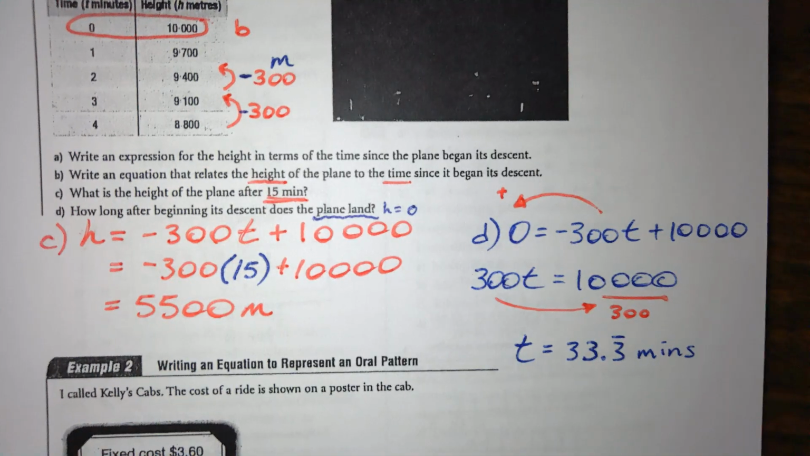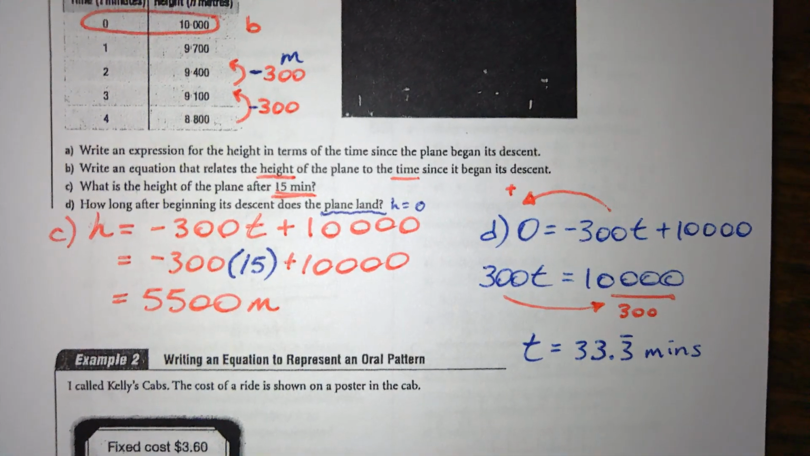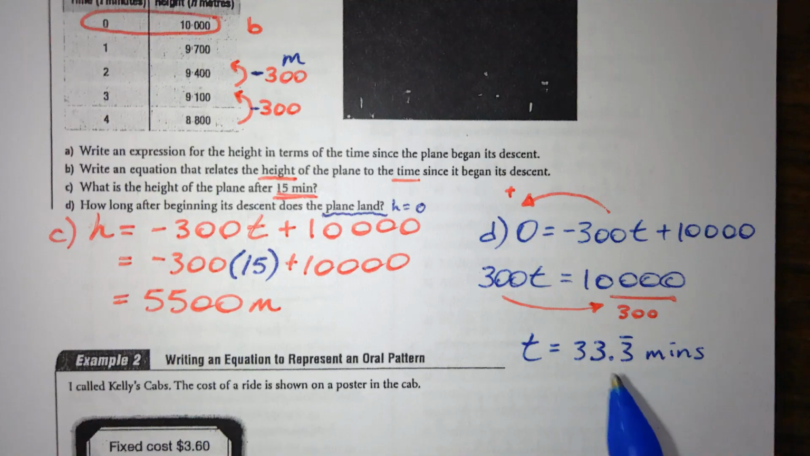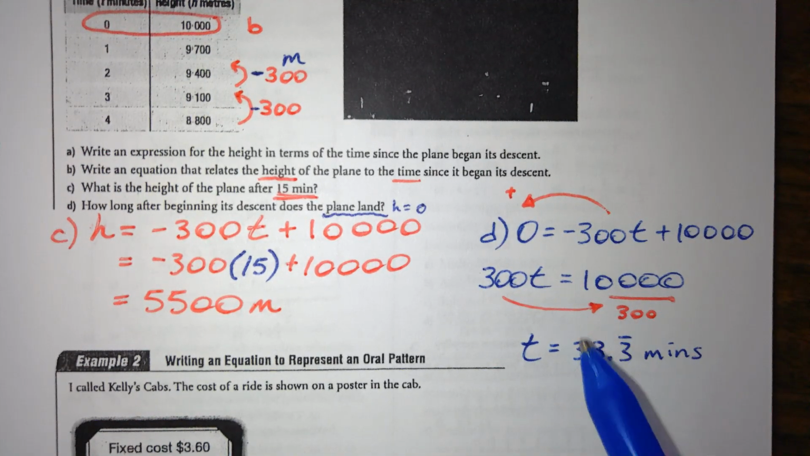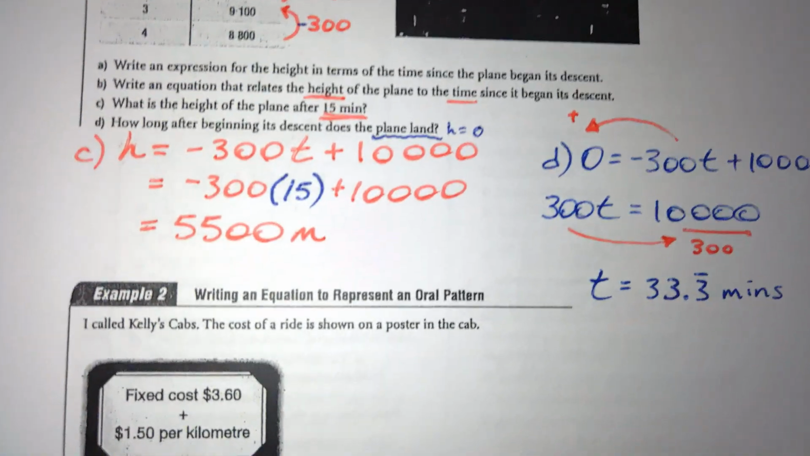Instead of moving that negative 300 to the other side, yeah, you could. You have negative 10,000 divided by negative 300, which will give you the same thing. Yeah, that makes sense. If I missed that and I divided by a negative and got t equals negative 33, does that make sense? No, because you cannot have negative time.